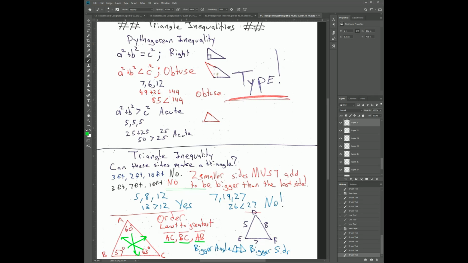Same thing on this one now. We look for least to greatest. The smallest side is 5, so we go across. Whatever's across from 5 is going to be the smallest angle. F. 7's the next smallest. D. 8. E. So all you're doing is finding the smallest angle or side and going all the way across from it, and that's also going to be the smallest.